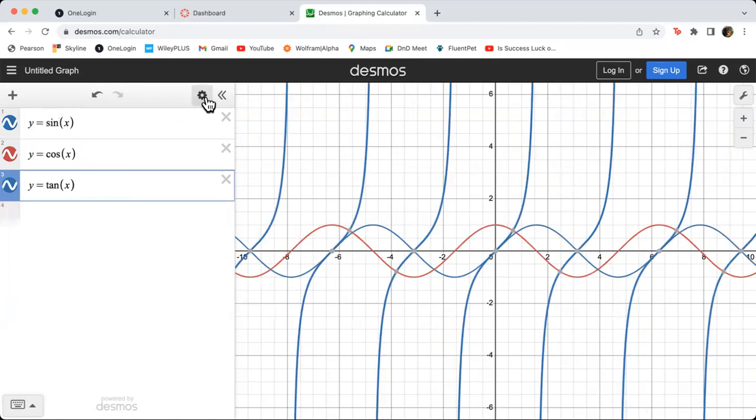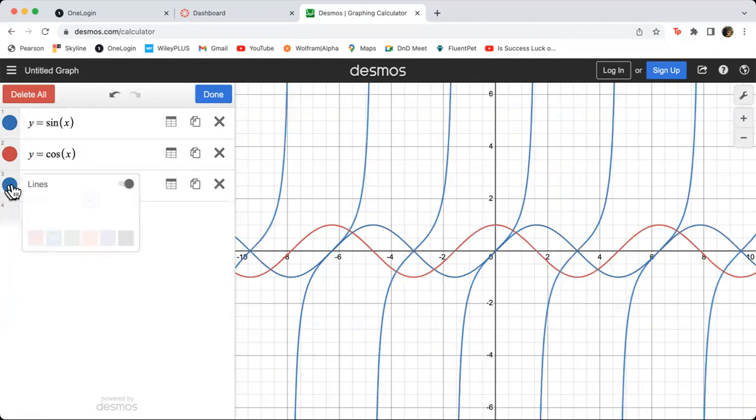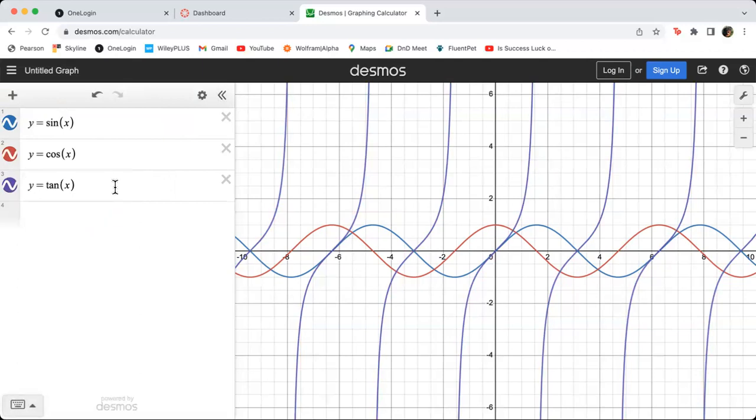Remember, tangent, why did it make it? Don't just copy the numbers. Look, I made a red and a blue. Obviously, I want purple next. There. Come on, Desmos, get it together.